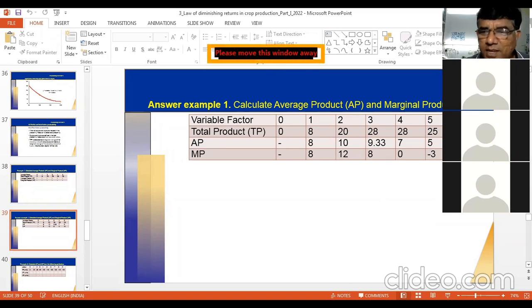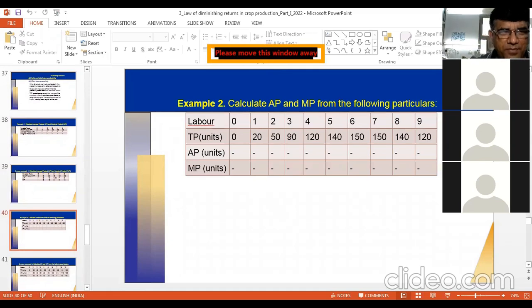So now you can see example 2. This is for you to do. Now you solve it. Till you solve it, I want to drink a glass of water.